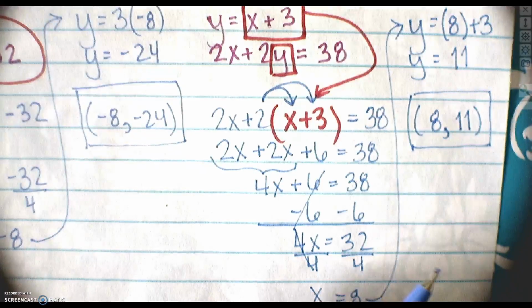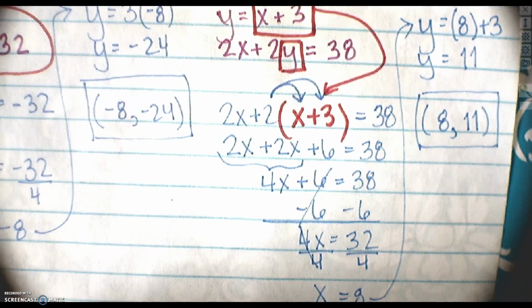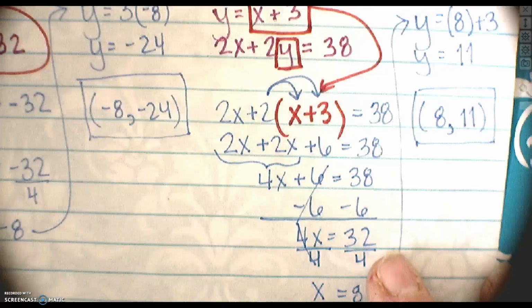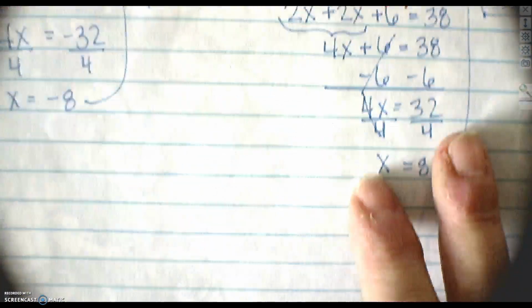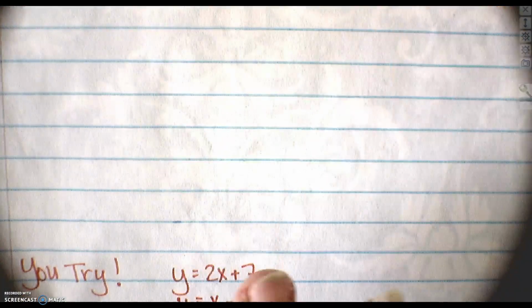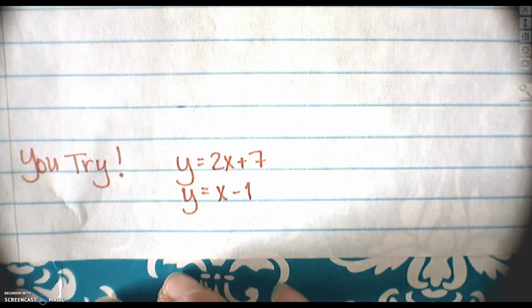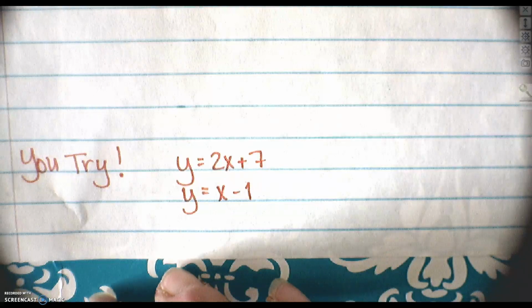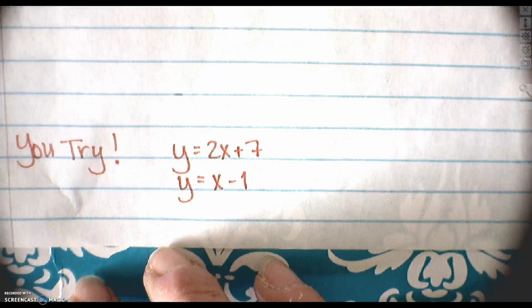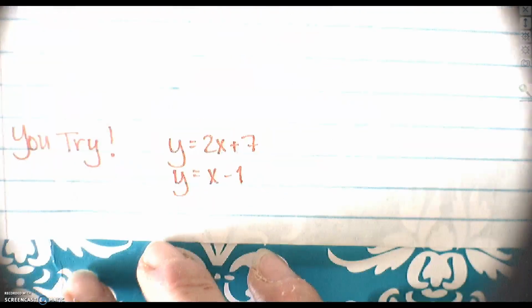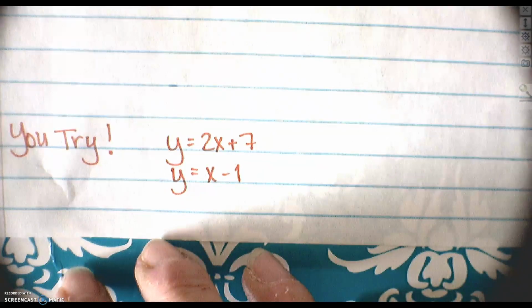Okay, watch this video as many times as you need to kind of get this down pat. I'm giving you one to try. That's one for you. y equals 2x plus 7, I'm sorry, y equals 2x plus 7, and y equals x plus 1. Go ahead and give that a try. See if you can do it yourself.